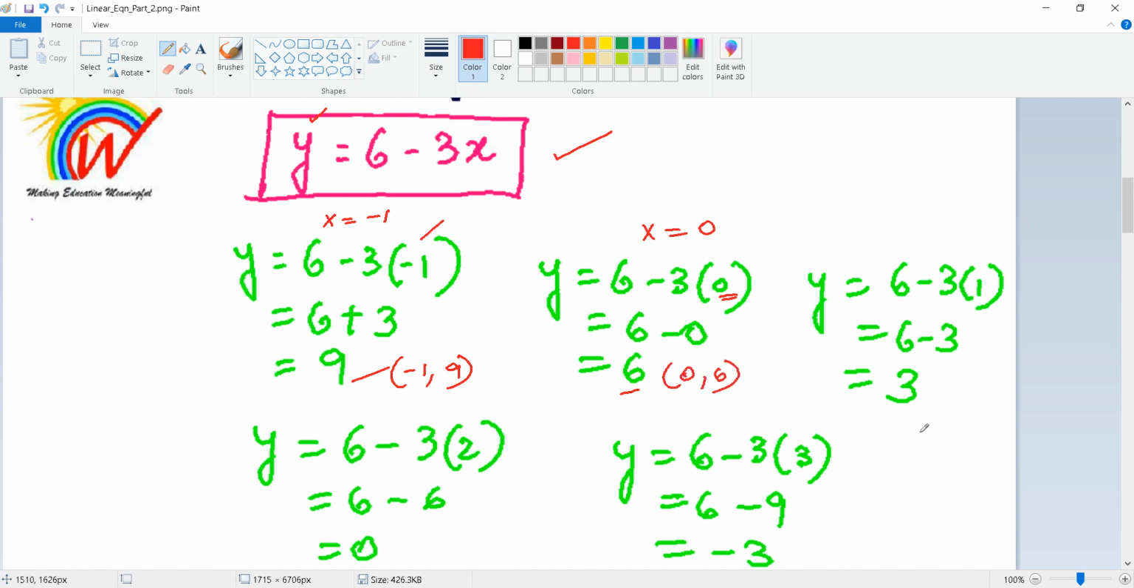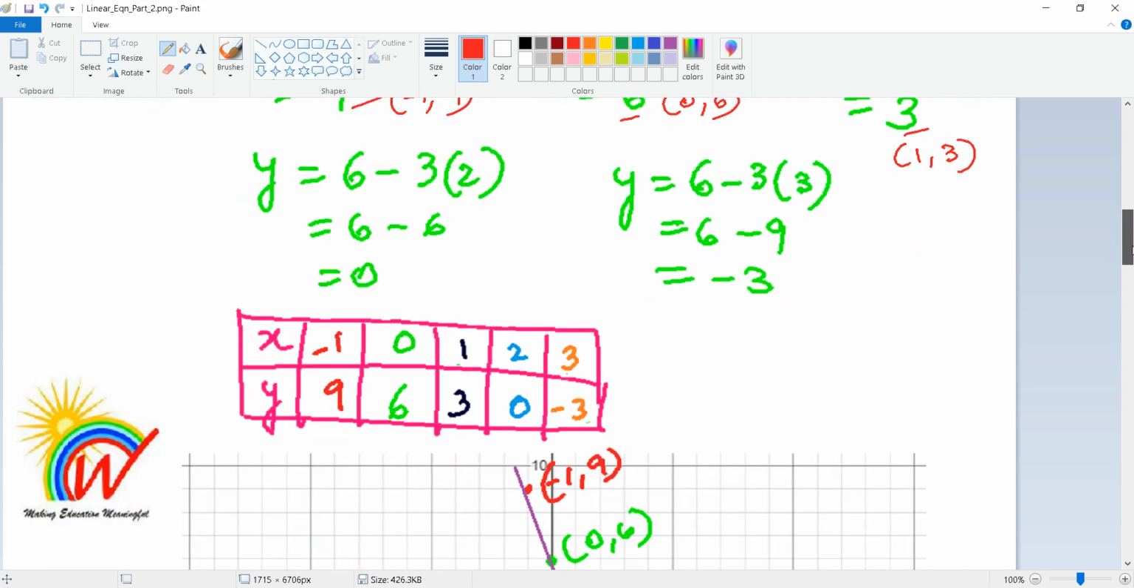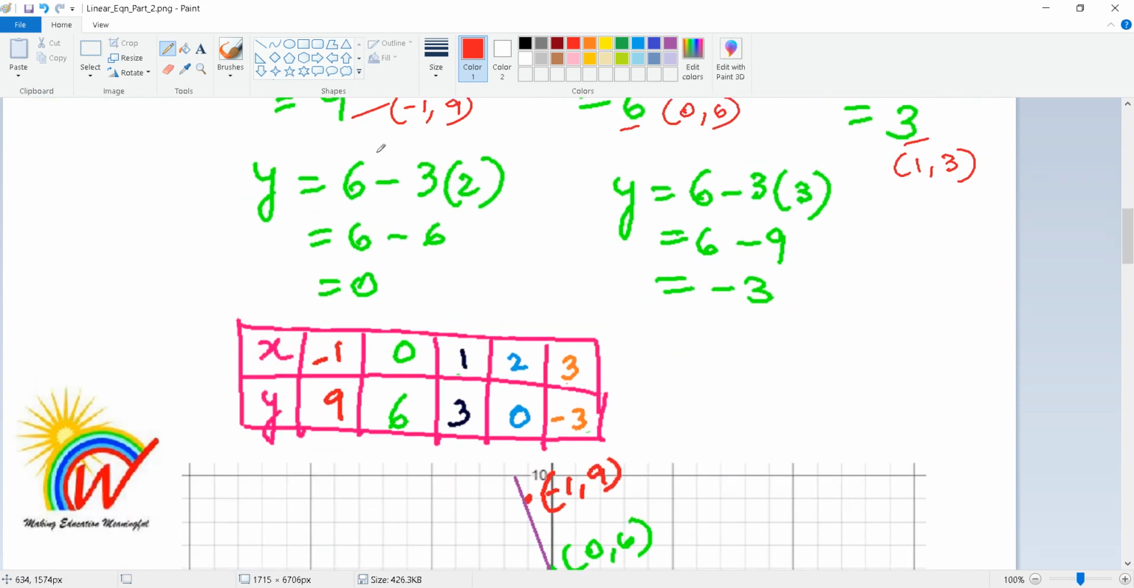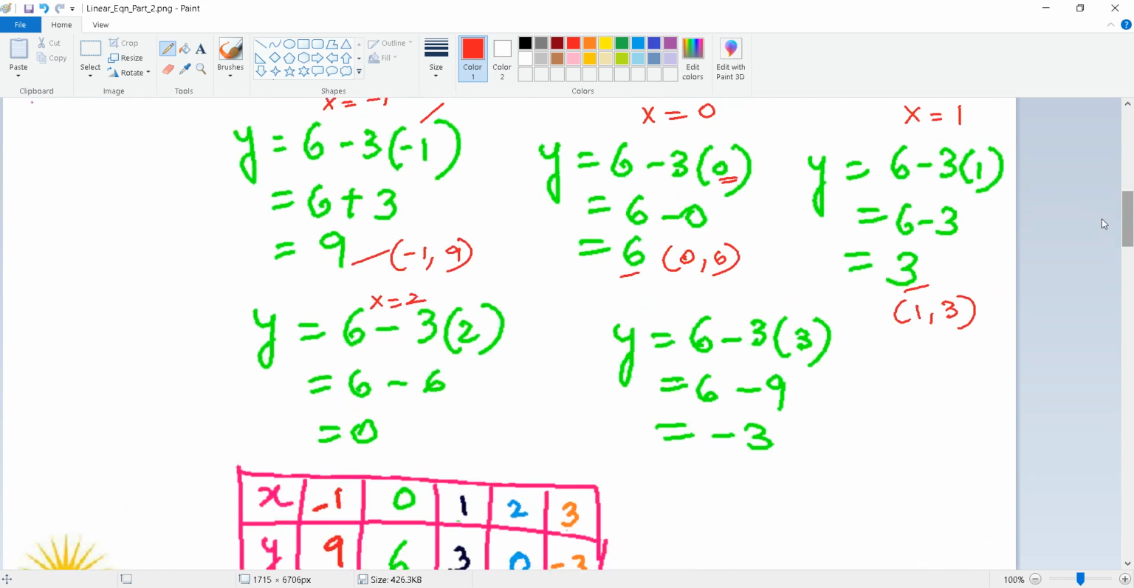Now the third one, I am going to put x equals 1. When I do this, what do I get? 6 minus 3 of 1, or 6 minus 3, which is actually 3. So 1 comma 3 is one of the points. Now the next one, I'm going to put x equals 2. When I put x equals 2, I get 6 minus 3 times 2 is 6. So 6 minus 6 is 0. So I get 2 comma 0.